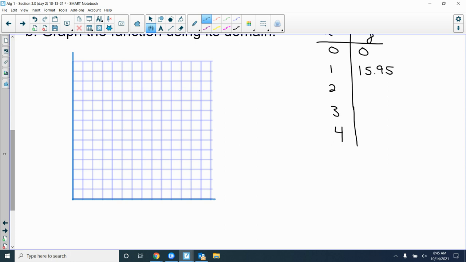All right, Jeff, what do you got for 2? Two tickets, yep. 31.90. Okay, what do you got for 3? Zach. 47.85. And how about 4? 63.80. I put 80 because 80 cents, but if you put 0.8, that's fine.